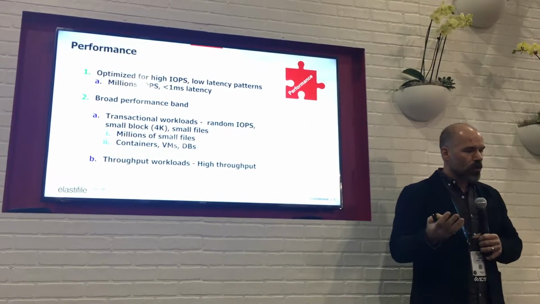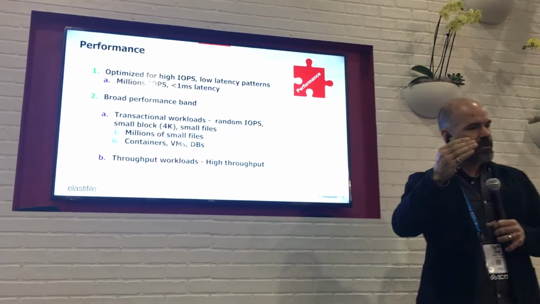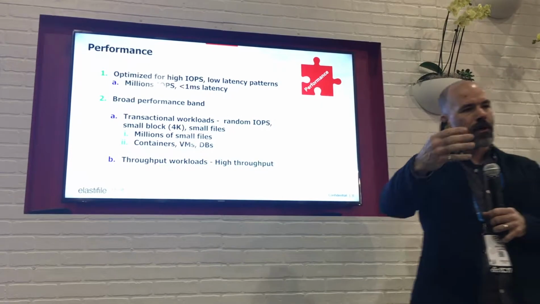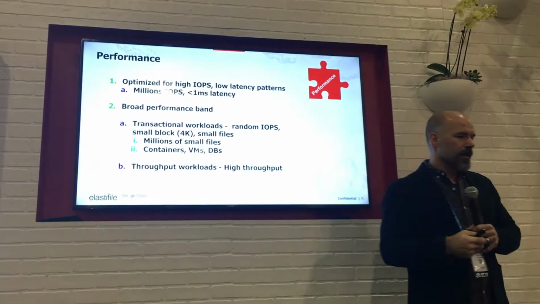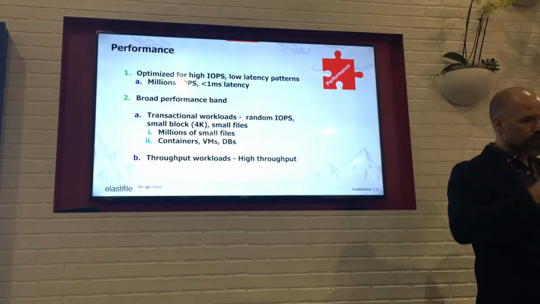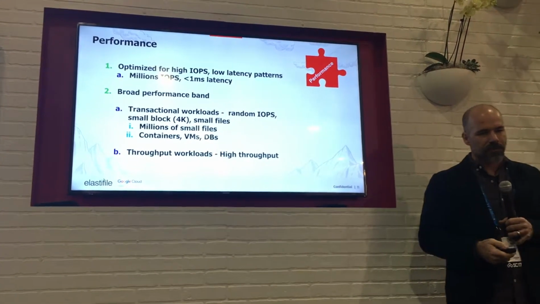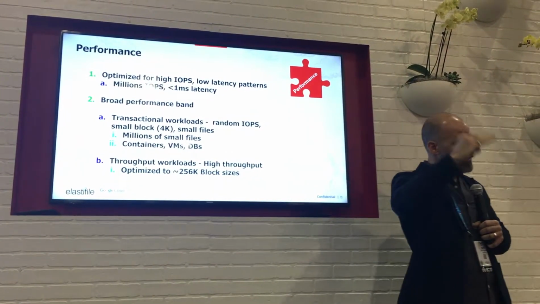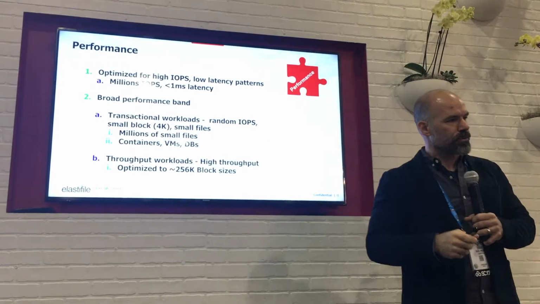And then throughput workloads work really well also. Since we're linear in scale, we can pretty much push line speed of the VMs that are hosting us. So when you get into gigabit, multi-gigabit throughput needs, we can do really well. Where we tend to start to peak is at block sizes of about 256K.